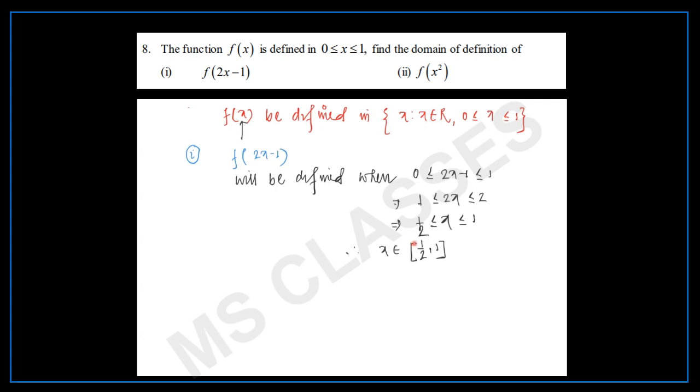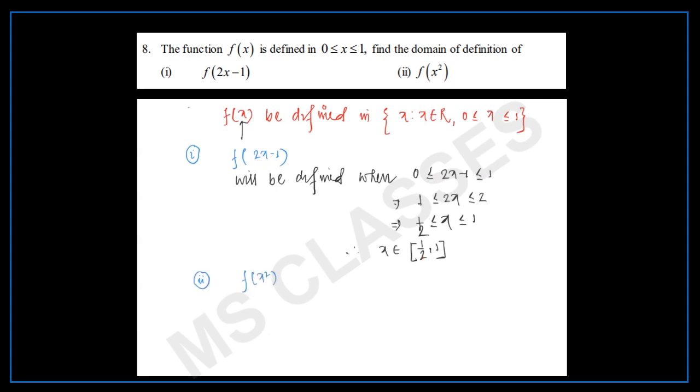These are the required domain for this function because this can be defined when this input is from 0 to 1. So here this will be from 0 to 1, and then the corresponding value of x you can find out. Now for the next part, it is given, find the domain of f(x squared).